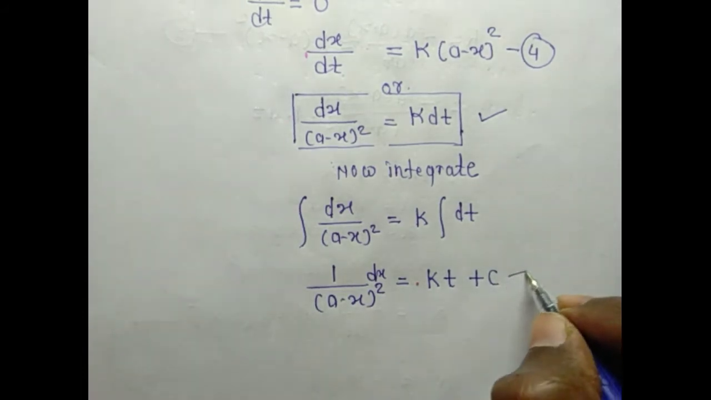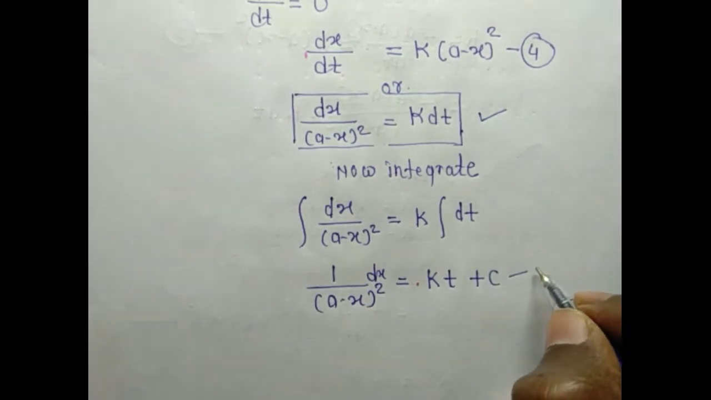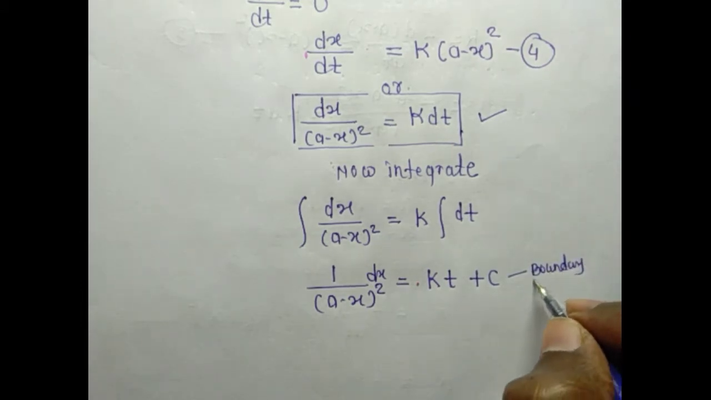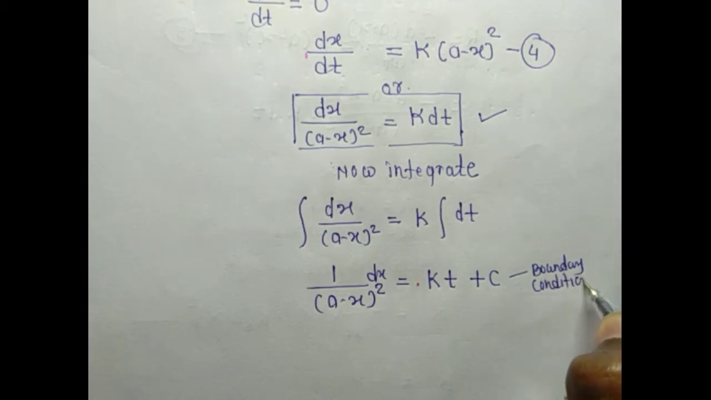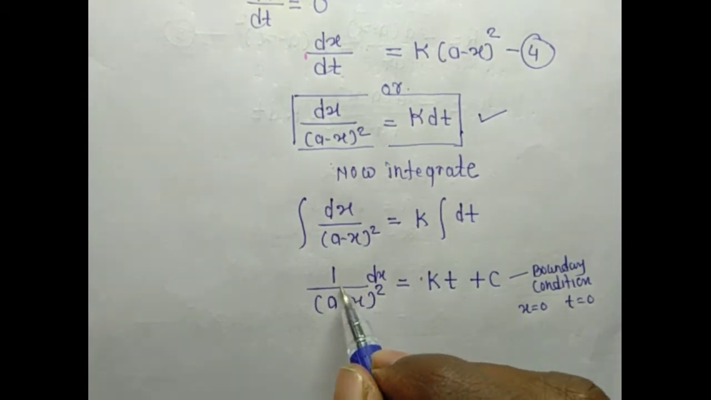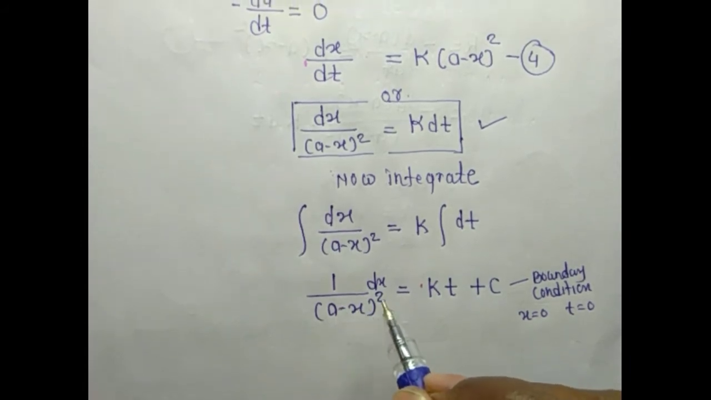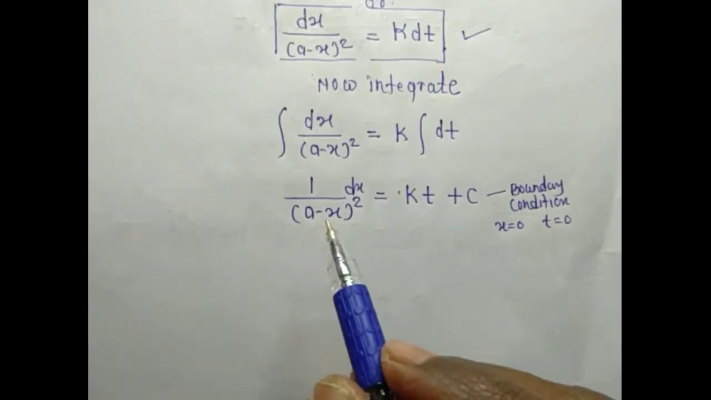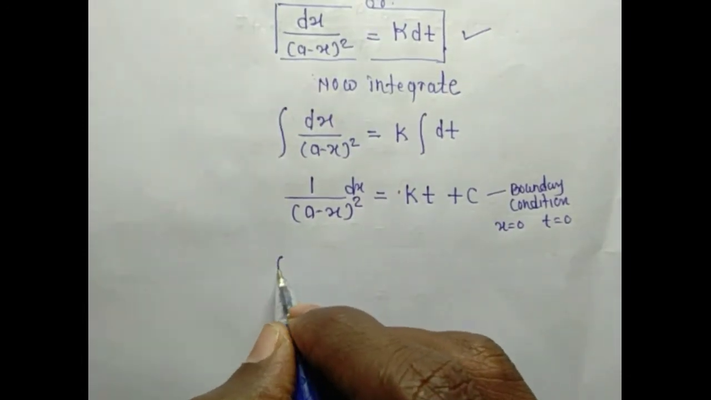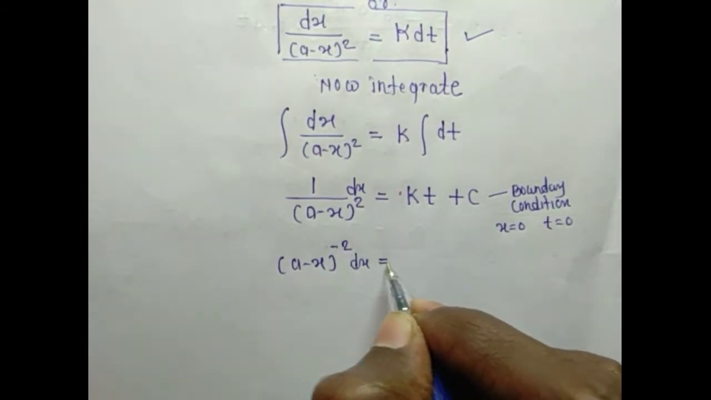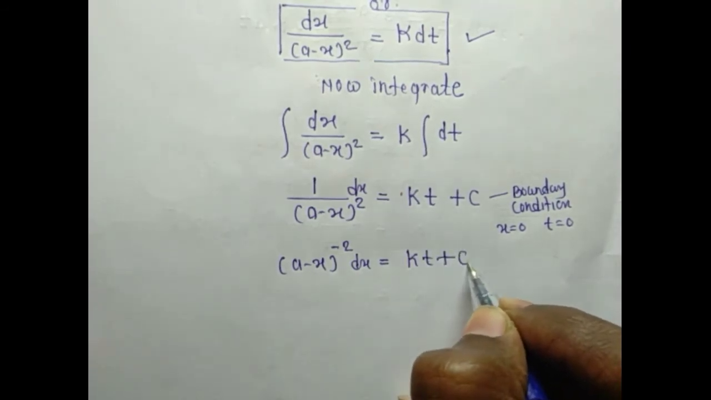Plus c is here the integration constant, and this c is determined by the boundary condition, that is x is equal to 0 when t is equal to 0. Now here the integral of 1 upon (A minus X) squared dx is equal to kt plus c. This is our equation. We write this equation in simple form, that is (A minus x) raised to minus 2 dx is equal to kt plus c.